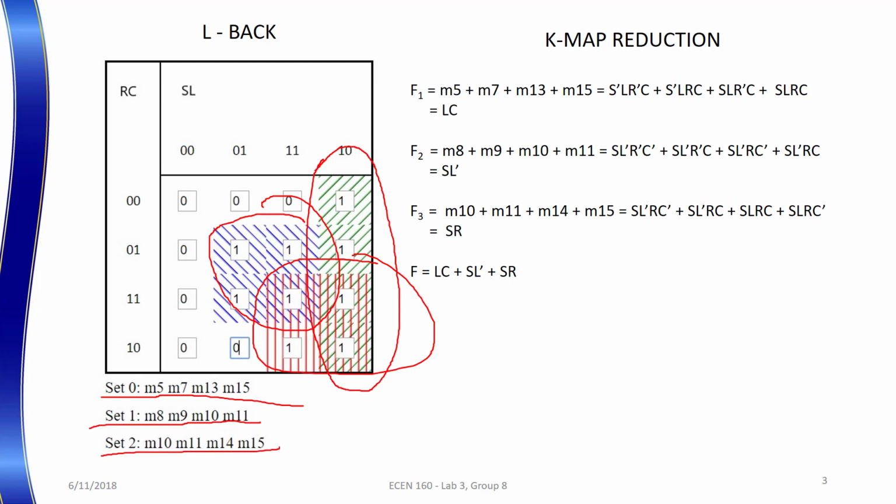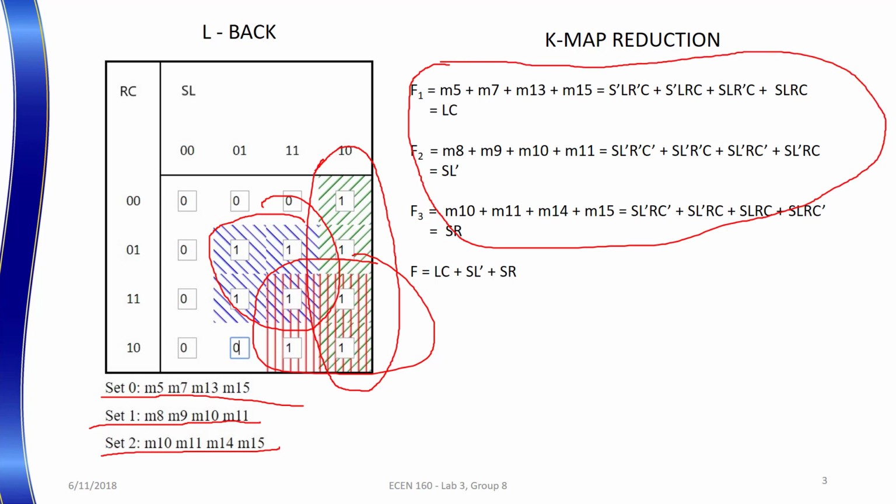So here we've got 3 different equations for each of our prime implicants, which means we repeat the thought process that we did for the left front implicant. We just do it 3 times. So the first one we get LC, the second one we get S not L, and for the third one we get S and R. And next we'll verify that with a Boolean reduction or Boolean minimization.